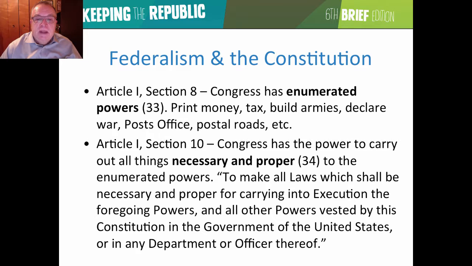So federalism and the Constitution. Article 1, Section 8 of the Constitution has enumerated powers. So that's where it is, Article 1, Section 8. And enumerated, the word there, numerate, means numbered. So the national government, Congress, can print money, tax, build armies, declare war. Then, in Article 1, Section 10, it says Congress has the power to carry out all things necessary and proper to the list. And that's called the Necessary and Proper Clause.